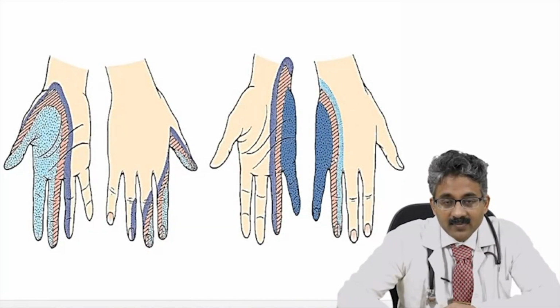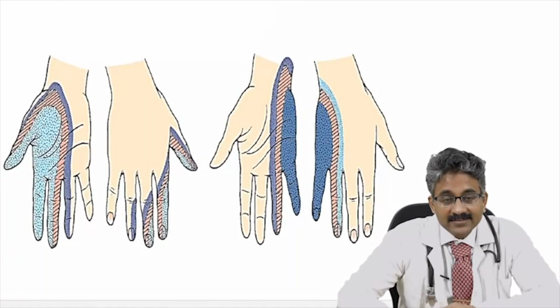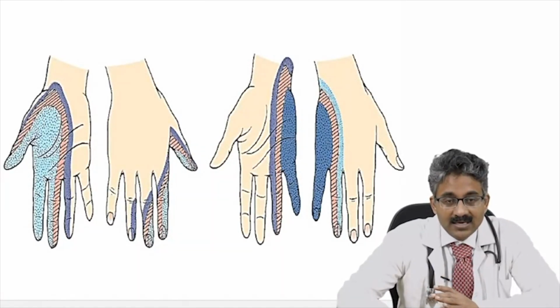Okay, ulnar nerve. The ring finger has all three nerves. On the palmar aspect, it has the median nerve and ulnar nerve. On the dorsal aspect, it has the radial nerve and ulnar nerve. So the ring finger has all three nerves supplying it.